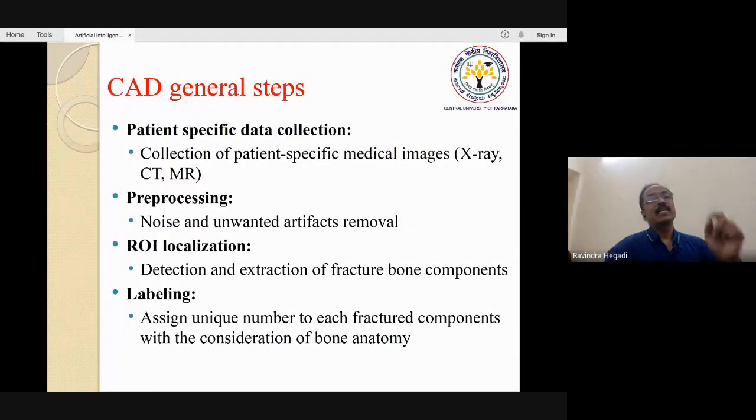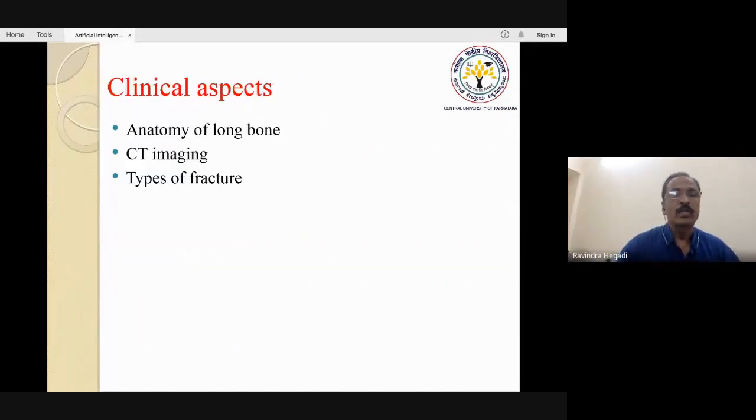Labeling basically involves assigning a unique number to each fractured component of the bone, considering the bone anatomy, the original structure of that bone. So you have to do labeling over there. Then what are the clinical aspects involved in this entire process? The clinical aspects involved are the anatomy of the long bone.